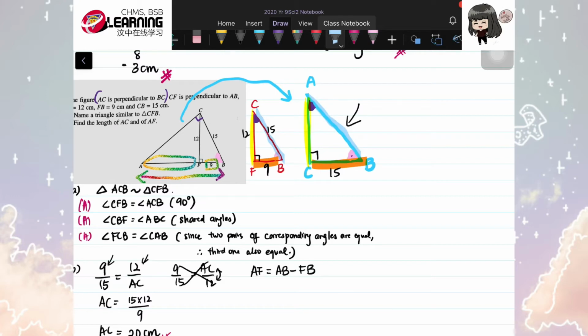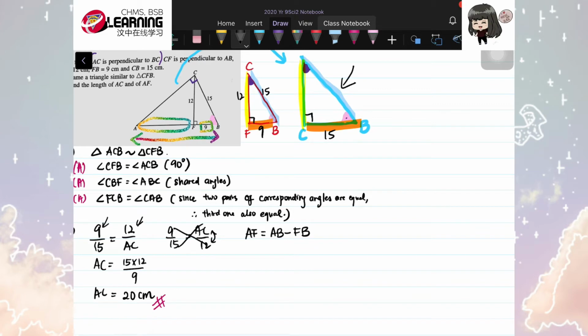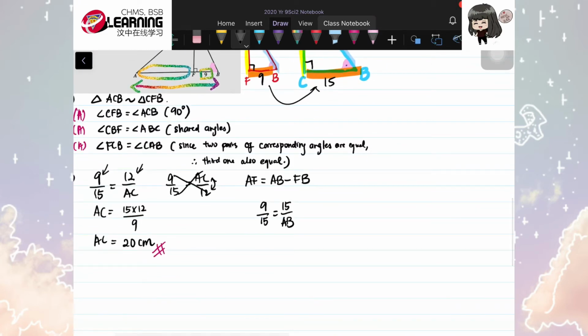Okay, we'll compare this blue one and this blue one here. So same thing, we use ratio. The orange side: 9 over 15 is equal to 15 over AB. Same thing, you compare this one and this one, and this one and this one. After that we cross multiply, AB equals 15 times 15 over 9, and we will get 25 centimeter for AB. So therefore our AF is AB 25 minus FB, which is 9, and we get 16 centimeter.